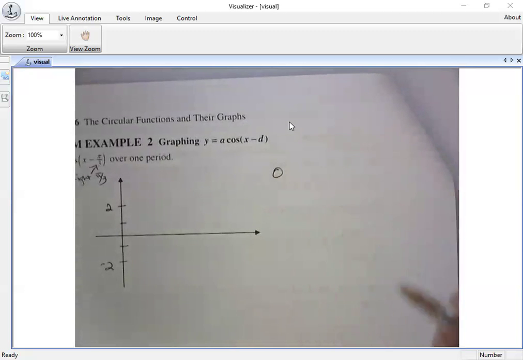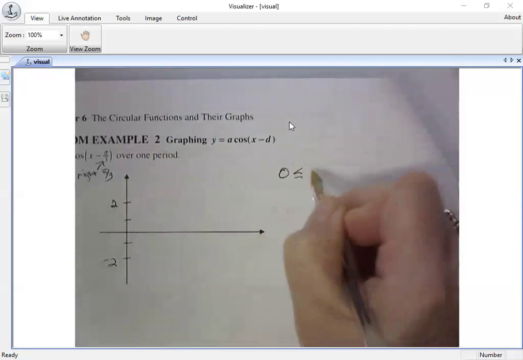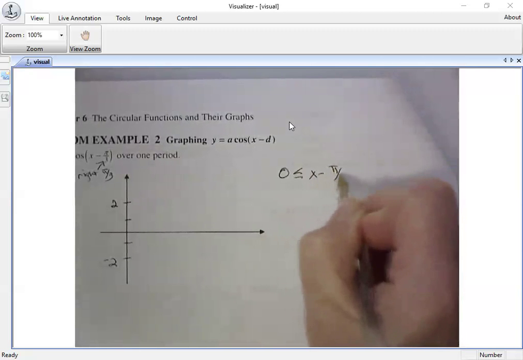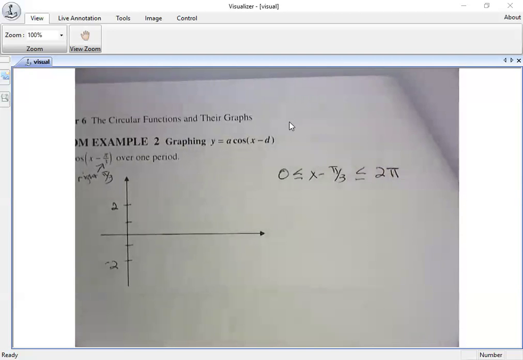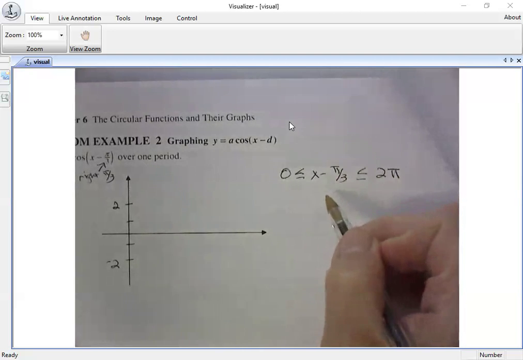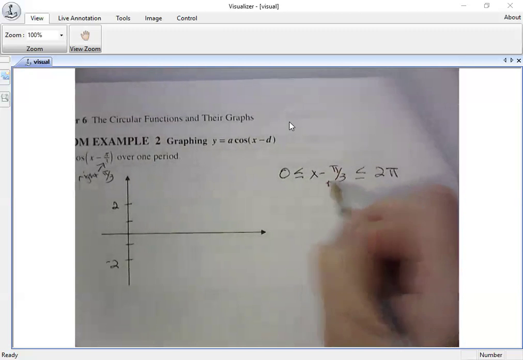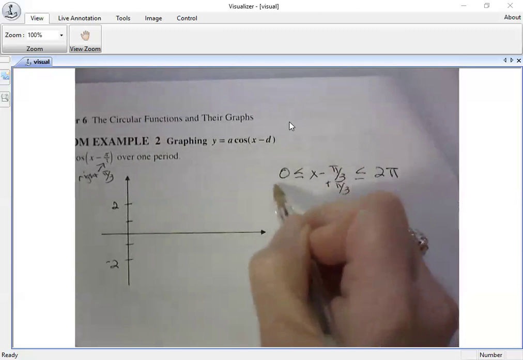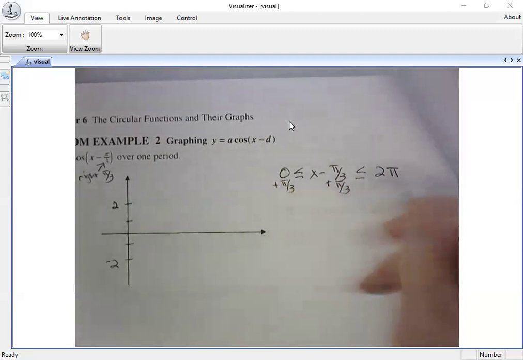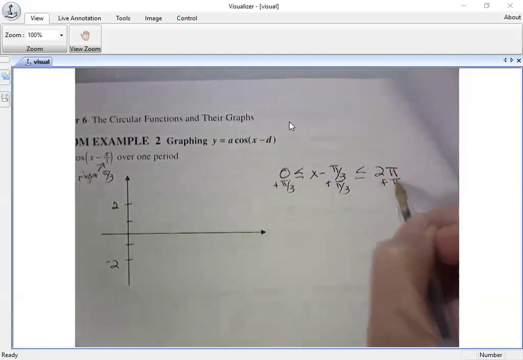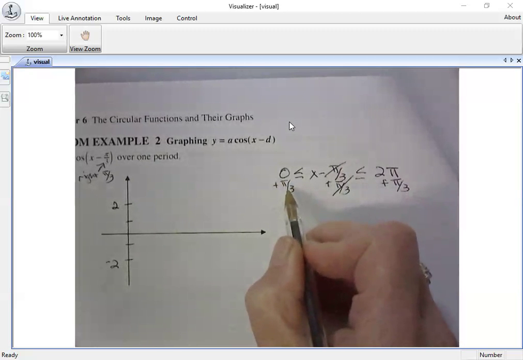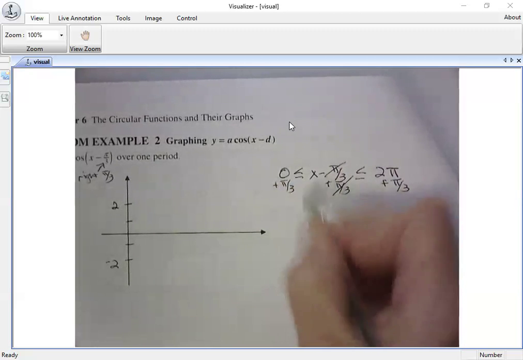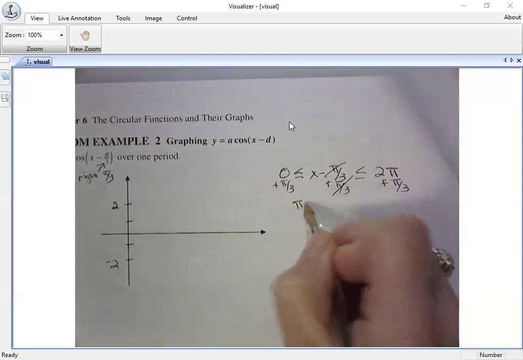If I were to put x minus pi over 3 between 0 and 2 pi, this will tell me where the period starts and where it ends. So what do I have to do to both sides? Add the pi over 3. And actually I'm adding it in 3 places because I'm adding it in the center so that I end up with just x. Got to add it on the left of the first inequality, on the right of the second. So this thing's got to start at pi over 3.